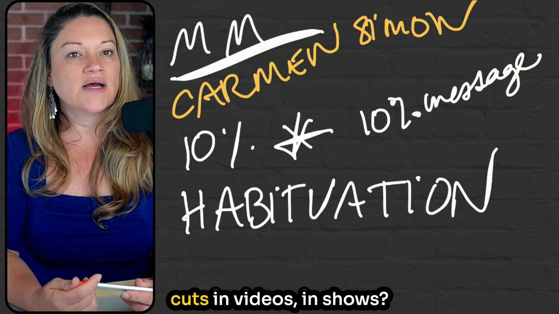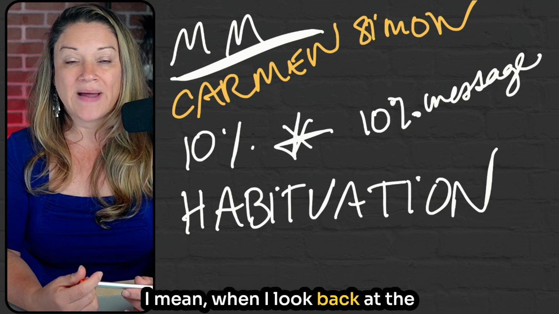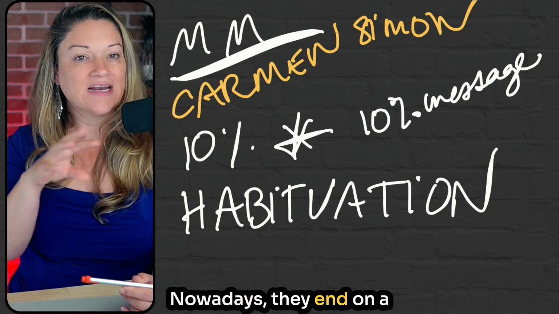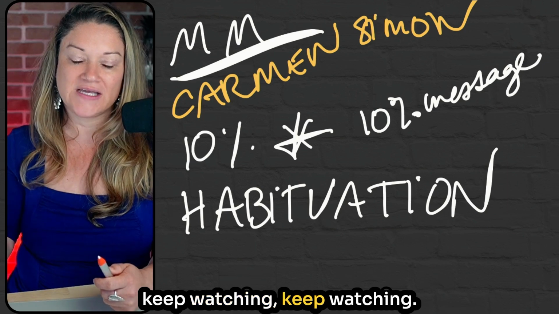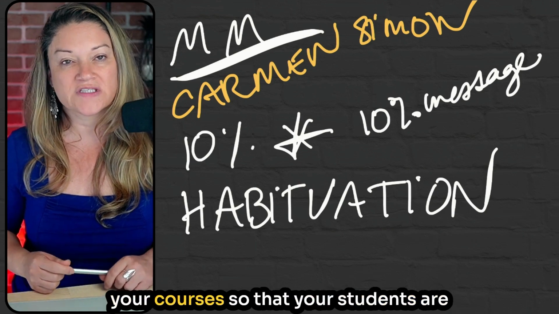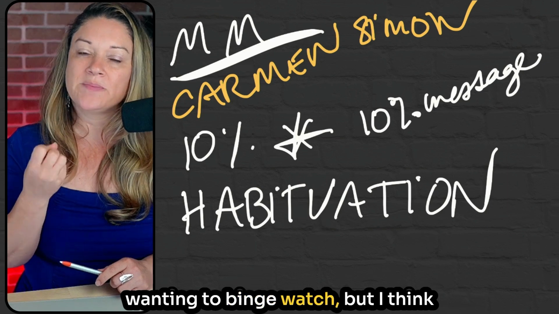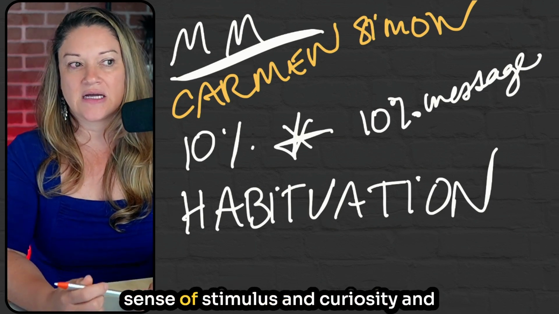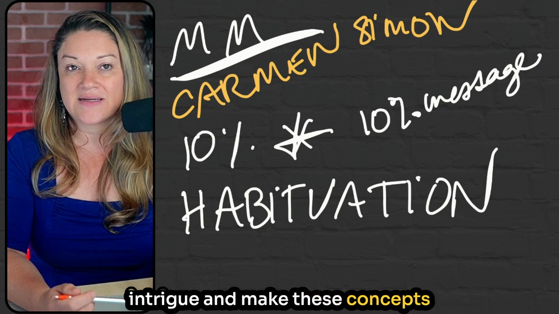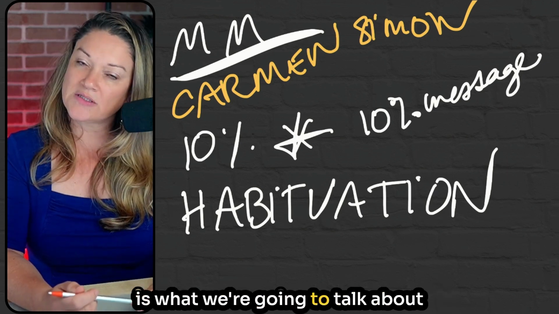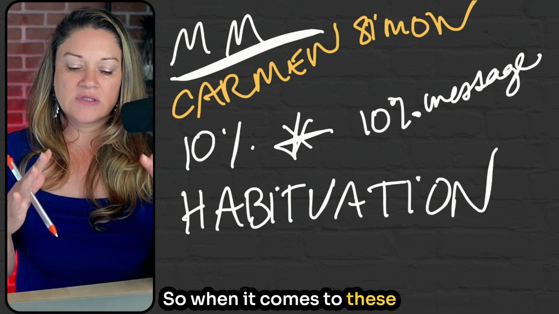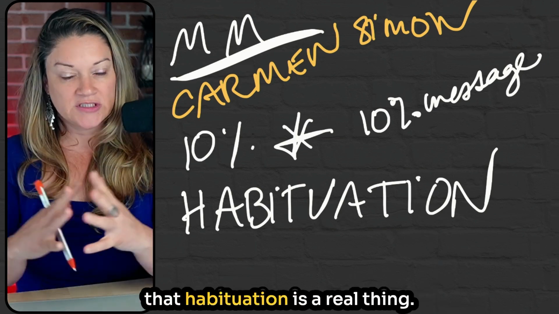How often are there cuts in videos, in shows? I mean, when I look back at the TV shows that I watched as a kid, they had a resolution at the end. Nowadays, they end on a cliffhanger so that you can keep watching. I'm not suggesting that you're continuously doing cliffhangers in your courses so that your students are wanting to binge watch, but I think that we need to start to build that sense of stimulus and curiosity and intrigue and make these concepts more engaging for our students, which is what we're going to talk about today with a lot of active learning.